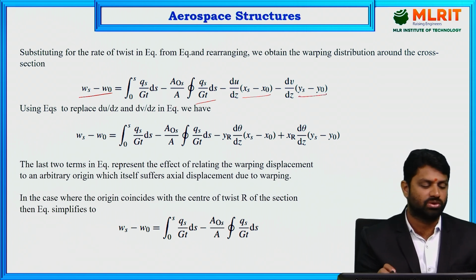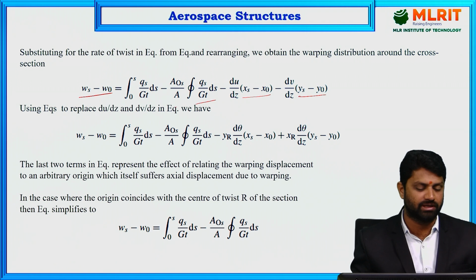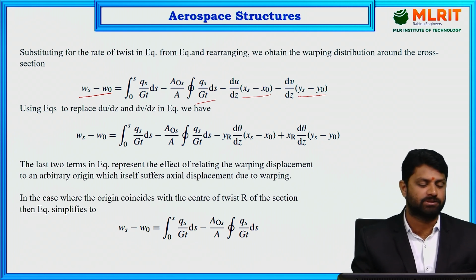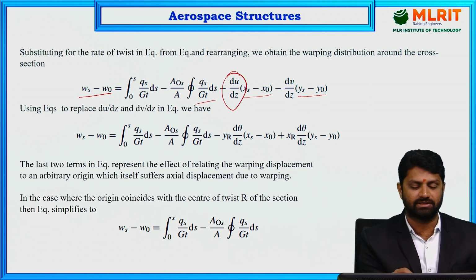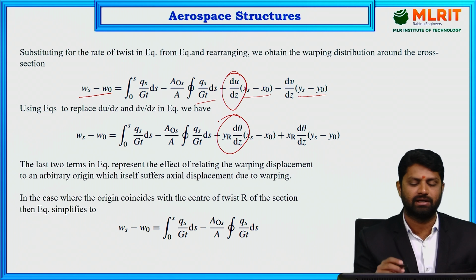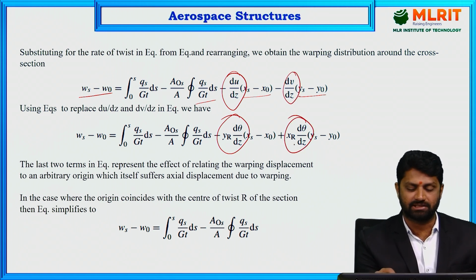So using the equations, what we do here is replace du/dz and dv/dz by their terms, which are xr times dθ/dz and yr times dθ/dz. Replacing that here, du/dz we write as minus yr dθ/dz, and replacing dv/dz as plus xr dθ/dz, so that we are writing here.